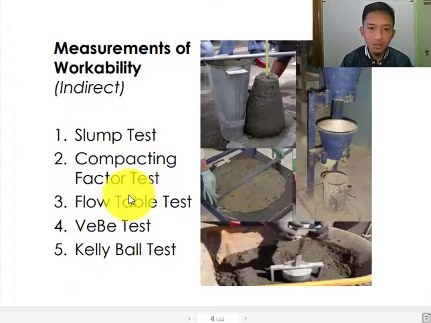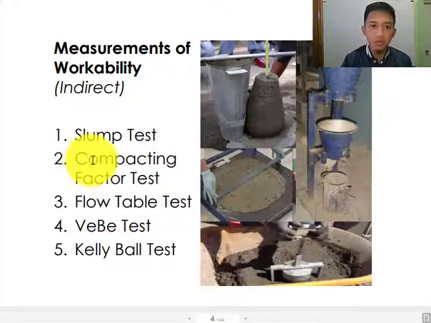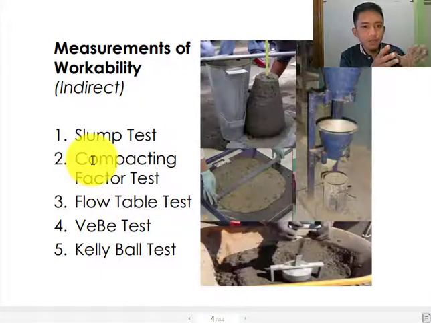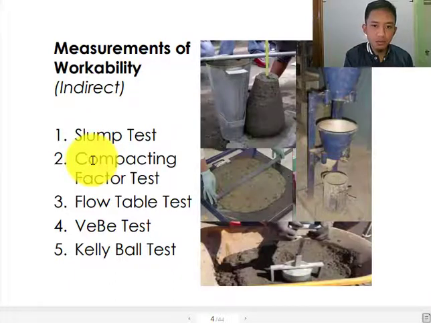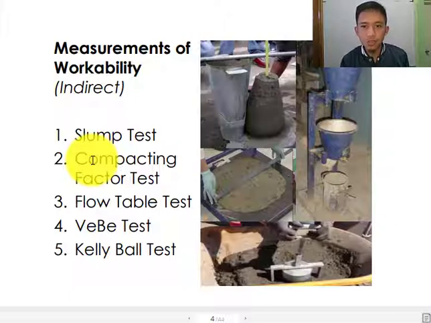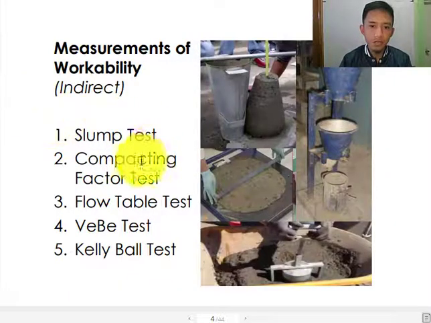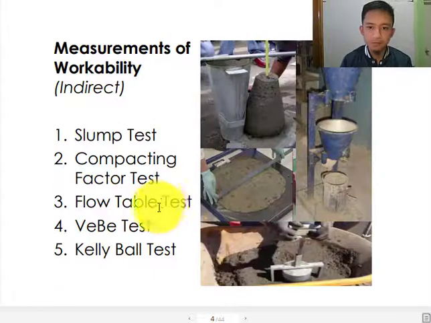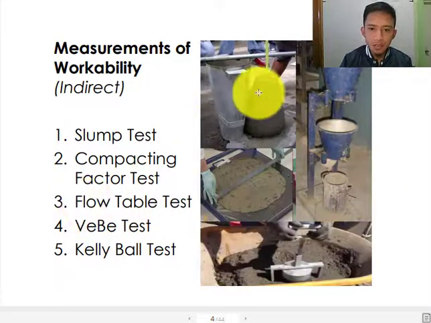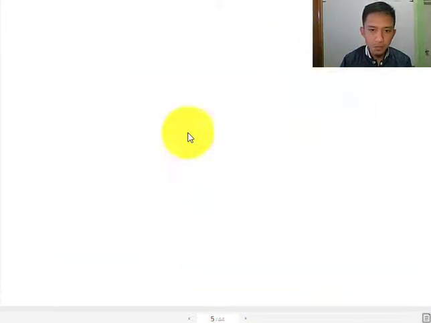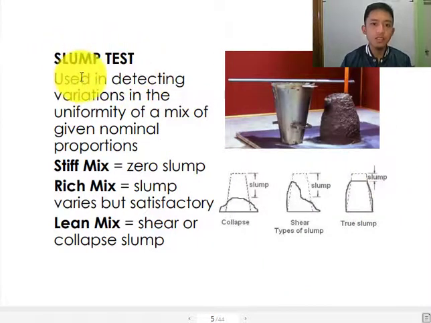But let's say you are in the laboratory to prepare or to try to adjust the ratio of the total batch, and you are just going to get a sample in the laboratory to analyze, to experiment on, so that you will know what ratio you are going to use on the actual site. Then you can make use of this flow table test. So this is actually the pictures, but we'll discuss that one by one. So slump test is used in detecting variations in the uniformity of a mix given nominal proportions.